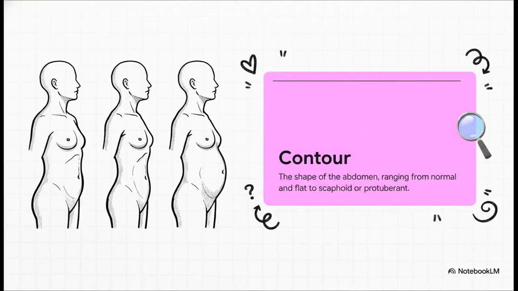So this is the I in the IPPA framework. And the absolute most crucial point here is that we must look very closely before laying a single hand on the patient. The very first visual check is the baseline contour. Basically, the overall shape. Is it flat, which is normal? Is it scaphoid, meaning deeply sunken in? That's a huge red flag that could indicate severe weight loss or malnutrition. Or is it protuberant, meaning it's visibly bulging outward?